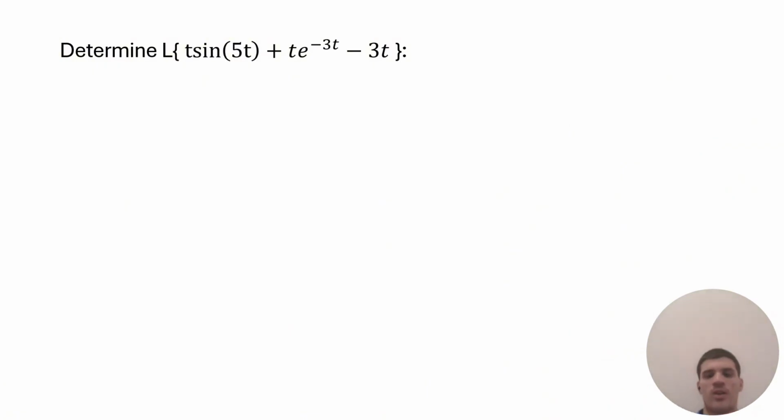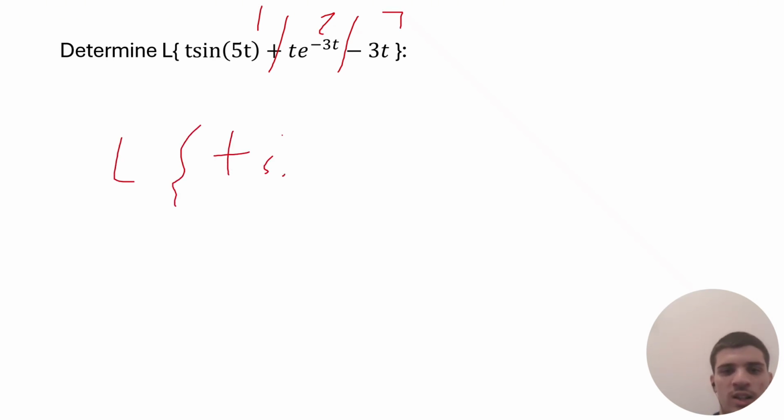So here's a quick example that I'm going to demonstrate with. In this example, I'll apply all three properties that we learned. The first property is linearity, so we're going to break it down into 3. So this is 1, 2, then the third one. Starting off with the first Laplace, we have to find the Laplace of t sine 5t.